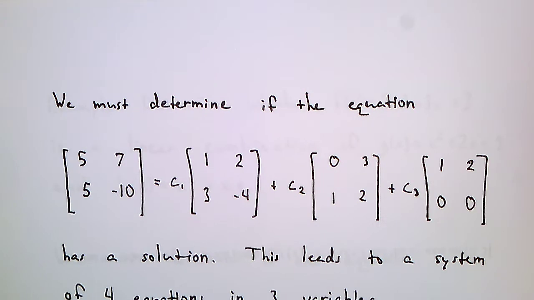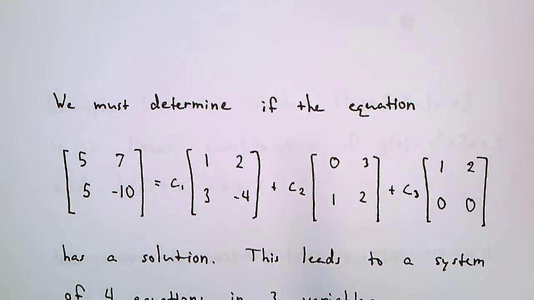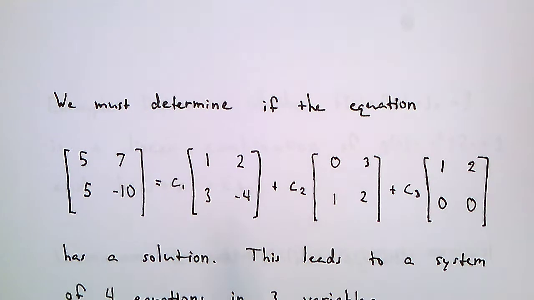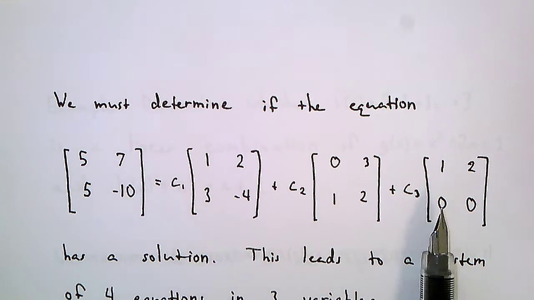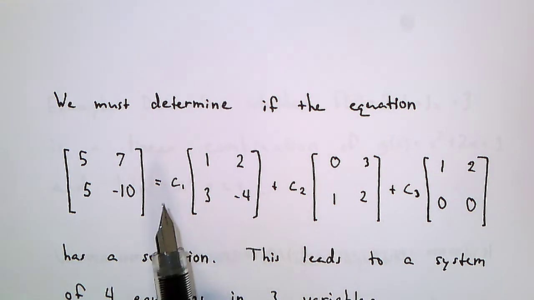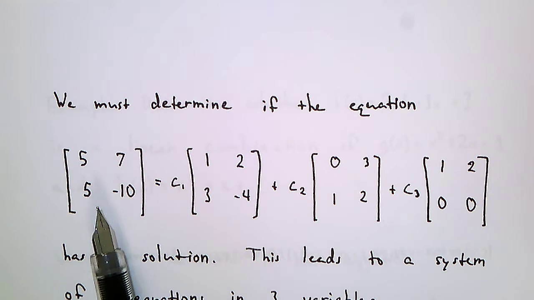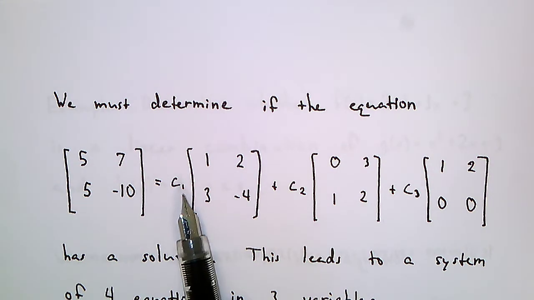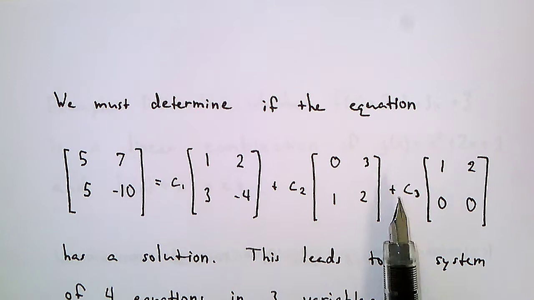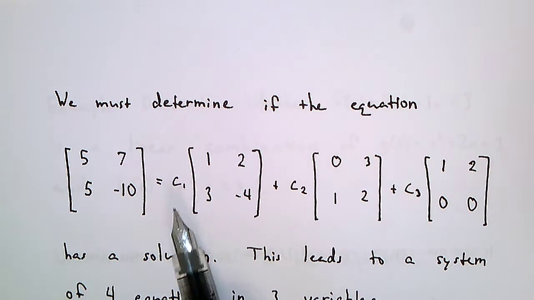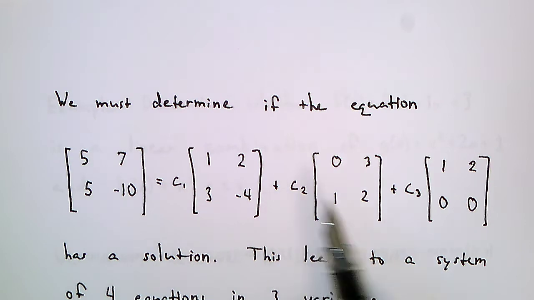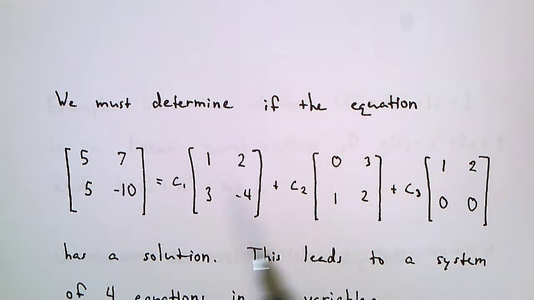So going back to the definition, we must determine if this equation has a solution. I have my vectors, matrices in reality in this example, the three that I'm checking to see if they form a linear combination of this matrix. And then I have my scalars here. Each matrix is being multiplied by a scalar, and we have to see if there are three scalars that solve this equation.